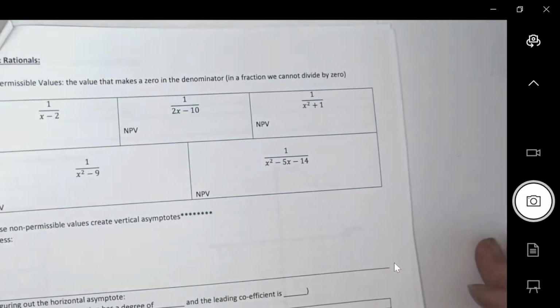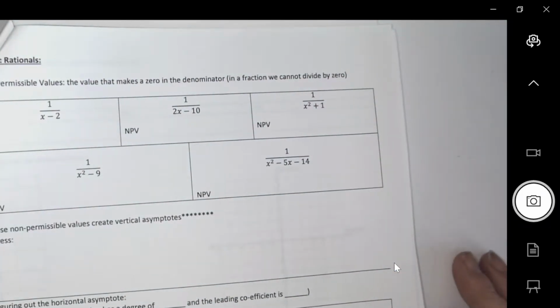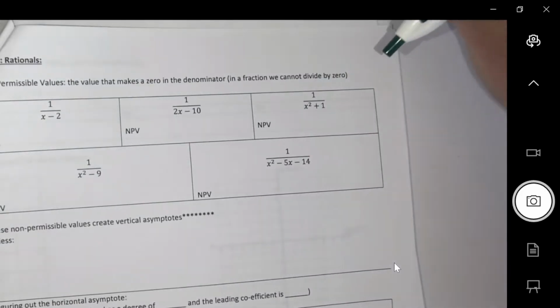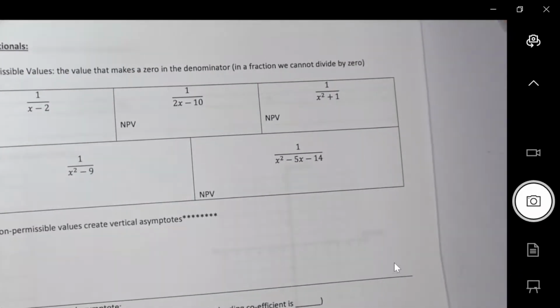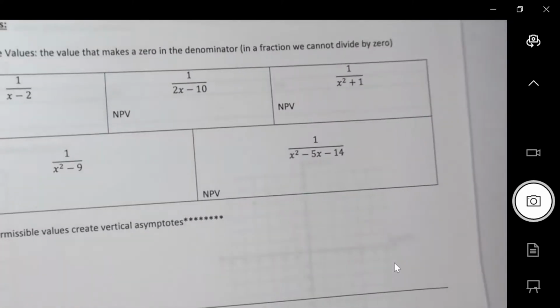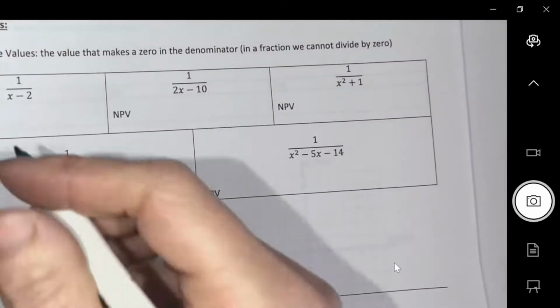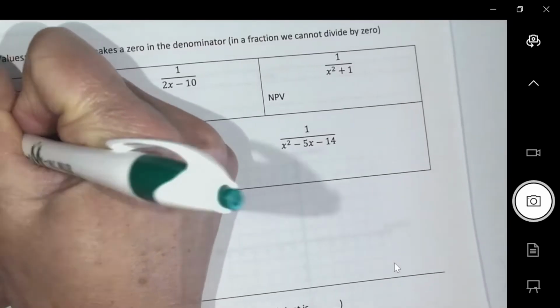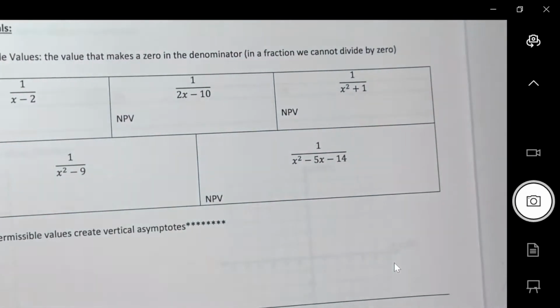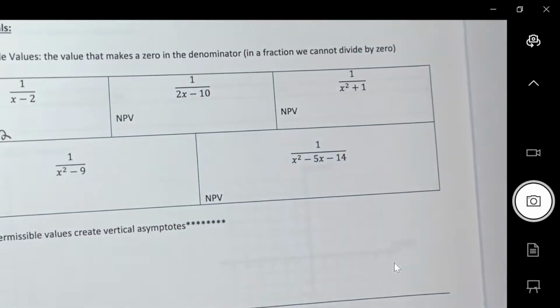Okay, what is the non-permitted value? Yep, in grade 11 we talked about this. In a fraction, what's the bad thing to do? What doesn't work? We don't like to do an over 0. So what's the non-permitted value? 2. X equals 2 is the not permitted value.